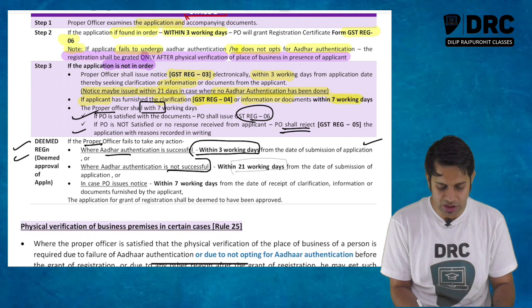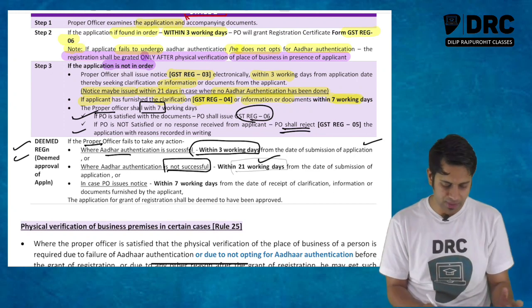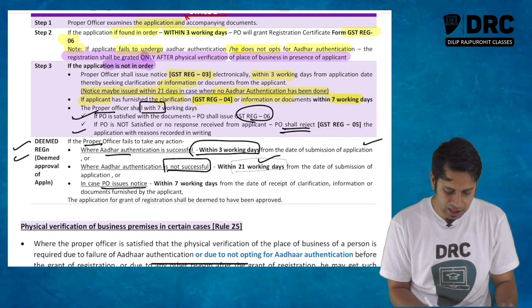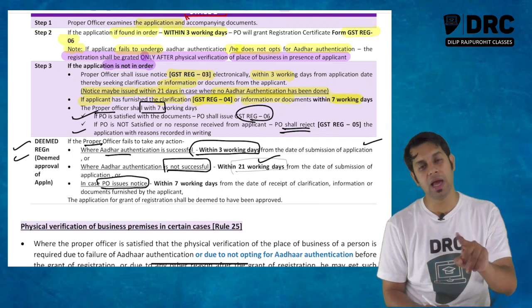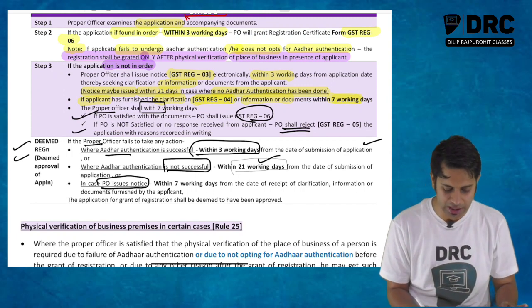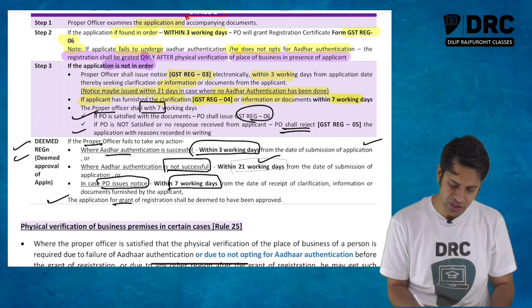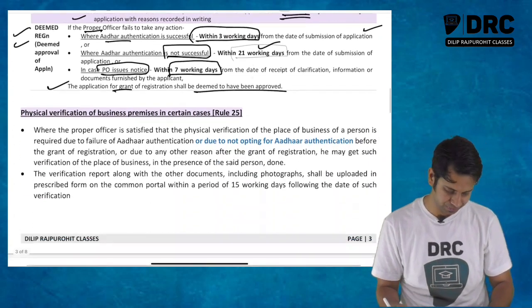If Aadhaar authentication has not been done successfully and within 7 working days he is not replying, then it will be deemed registration. Then if the proper officer issues any notice and after 7 working days of my reply the officer is not taking any action, then it will be deemed as registered. The grant of registration shall be deemed to have been approved.